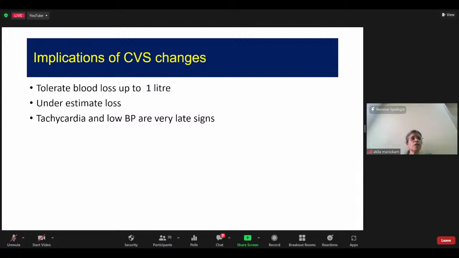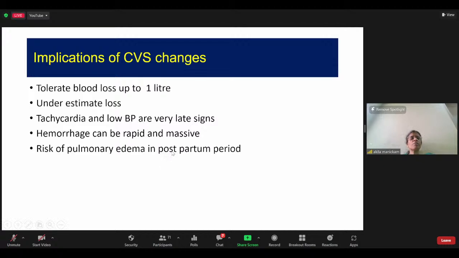The next thing we have to do is communicate with the surgeon regarding the uterine tone. Whenever they start massaging, it is an indirect clue for you that the patient is losing something, and you get ready with your other venous access and colloids or blood in case it is needed. So you don't wait for tachycardia and low BP to set in in an obstetric patient who is bleeding, because hemorrhage can be very rapid and massive, as I already told you.